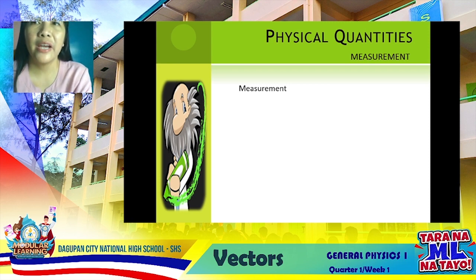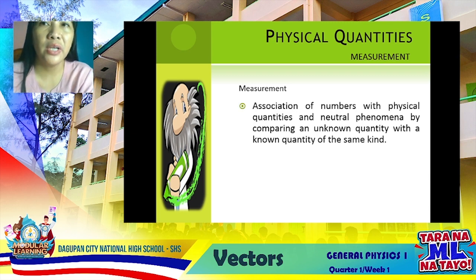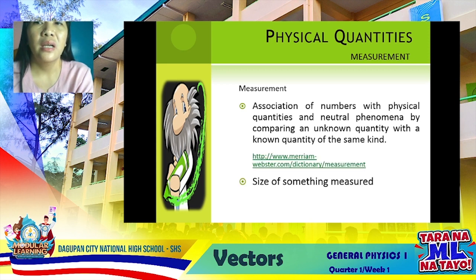To make accurate, reliable measurements, we need units of measurement that do not change and that can be duplicated by observers in various locations. Measurement is defined as the association of numbers with physical quantities and natural phenomena by comparing an unknown quantity with a known quantity of the same kind. It is also the size of something measured.